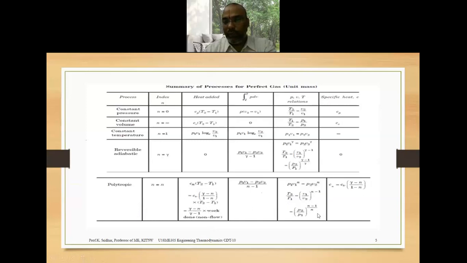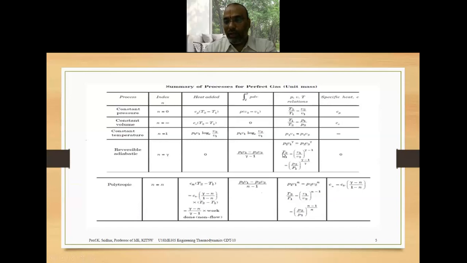In the PVT relationships, you can observe an important point between the adiabatic and polytropic processes. Gamma is to be replaced by n. That is the only difference between the adiabatic and polytropic. You can see P1 V1 to the power of gamma is equivalent to P2 V2 to the power of gamma. So just replace gamma by n. So P1 V1 to the power of n is equivalent to P2 V2 to the power of n. That is, gamma is replaced by n.